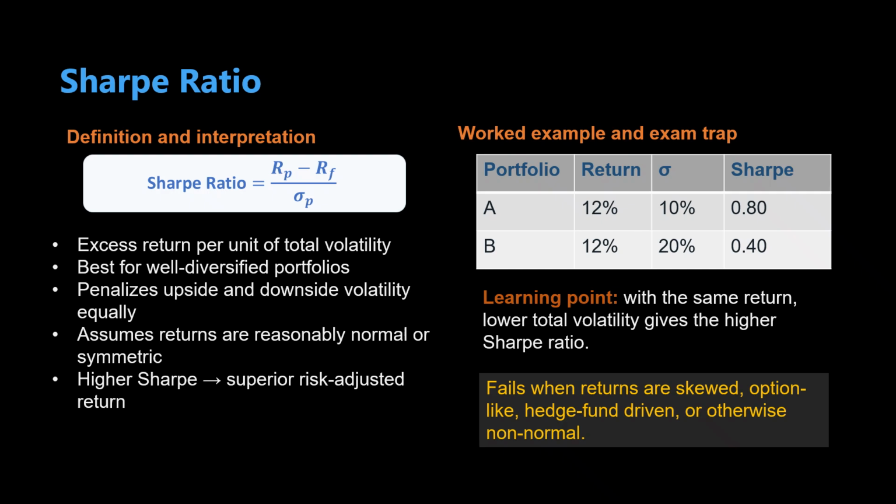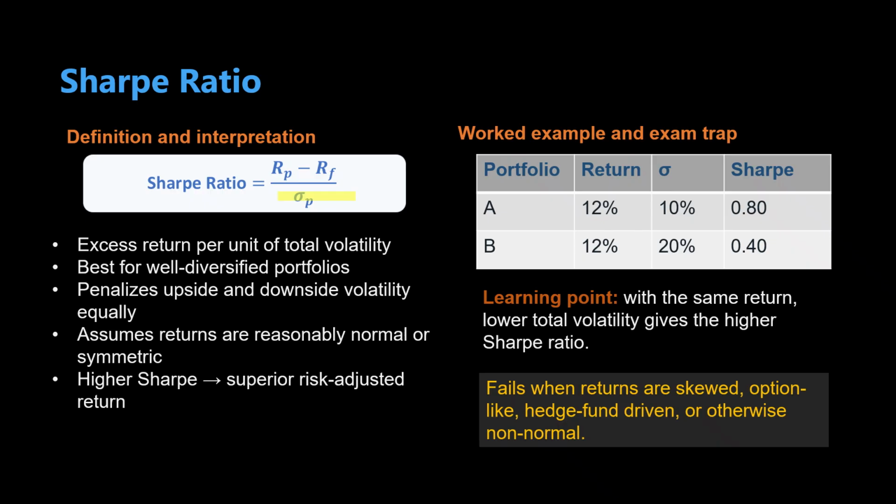The Sharpe ratio is the most widely used risk-adjusted performance measure in finance. Its formula is straightforward. Take the portfolio's return, subtract the risk-free rate, and divide by the portfolio's total standard deviation. In other words, how much excess return are you earning per unit of total volatility?